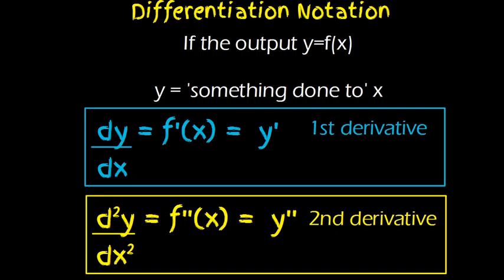And some of the notation you'll find, if the output, say y, is a function of x, like we always say, all that means is y is something done to the number we've put in. Then the first derivative we call dy dx, or f prime of x, or y prime. All that means is we've differentiated it once, we found the slope, and then there are other things we can do. We could differentiate again, but we'll come on to that later on.